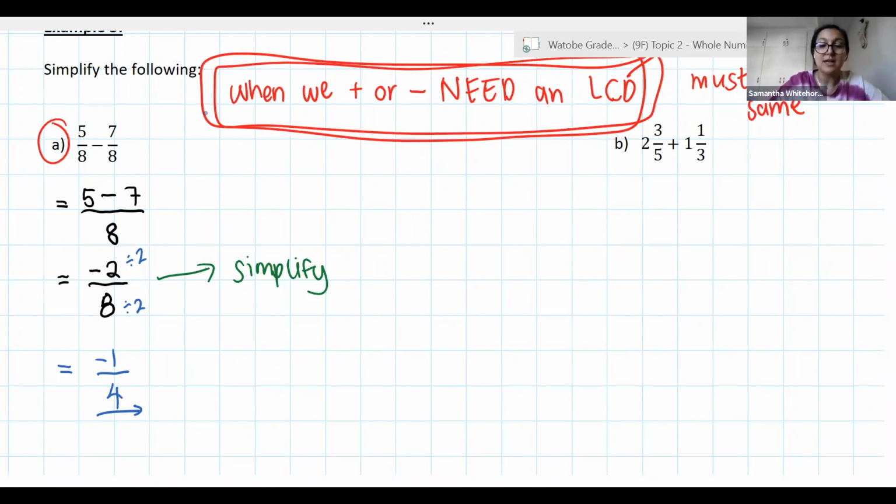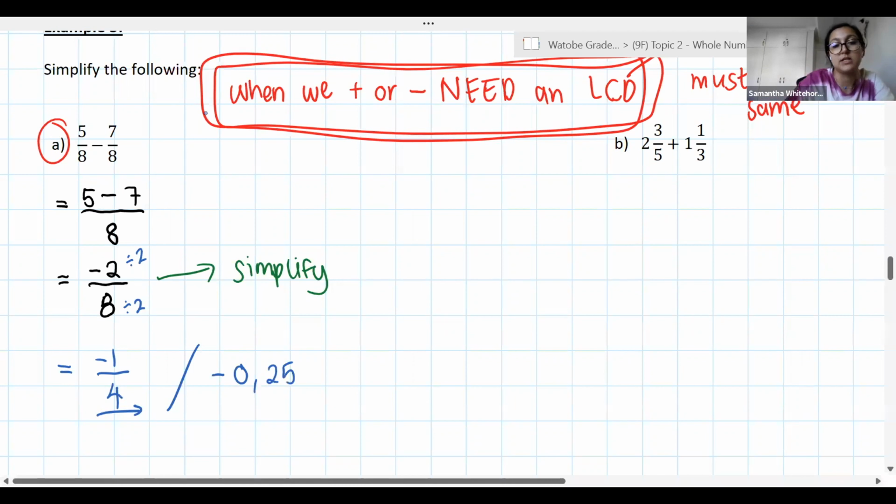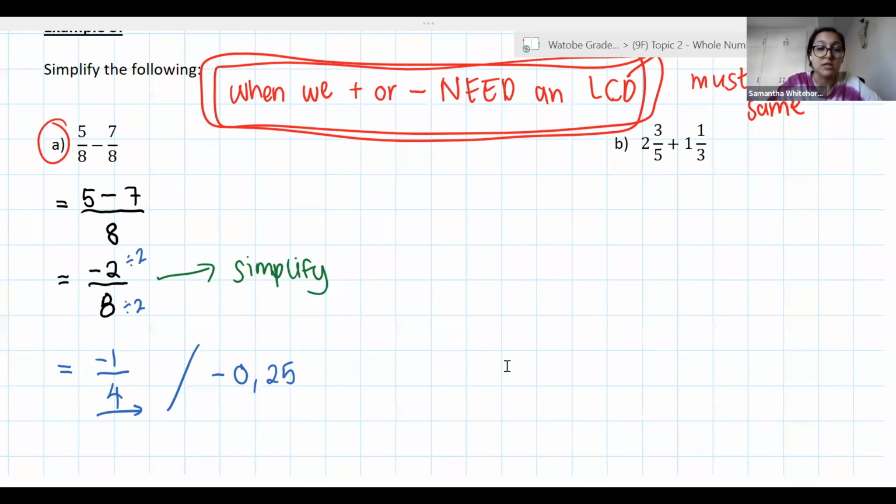Now you could write that as a decimal if you wanted to. I personally don't like decimals, so I never really write anything as a decimal unless I have to. But you could write that as -0.25. That's fine. It is exactly the same answer. Like I said, I just personally don't like decimals, but it is the same thing.